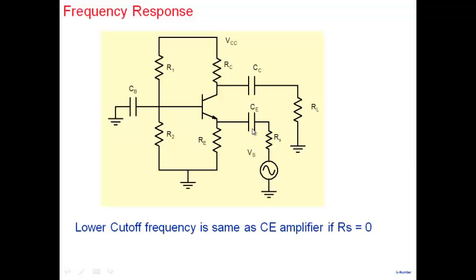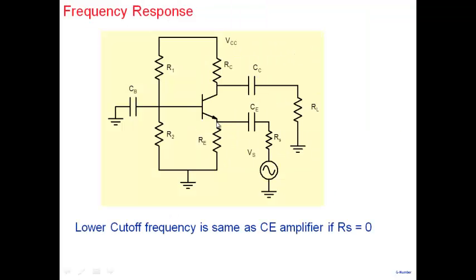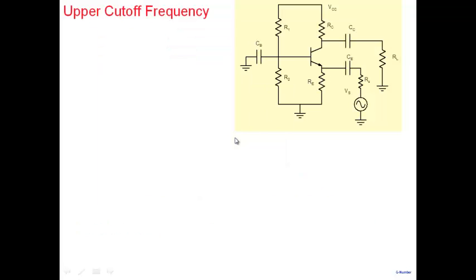And therefore, it can offer you a lower cutoff frequency if RS is large. But if RS is negligible, there's no gain in terms of lower cutoff frequency. It will remain the same. Now, a common base amplifier is interesting not so much for lower cutoff frequency, but for upper cutoff frequency. So let's look at the upper cutoff here.